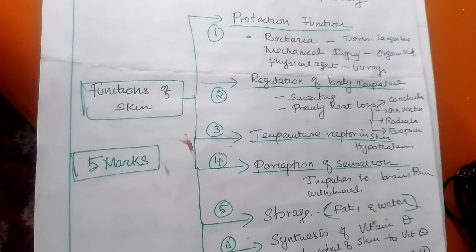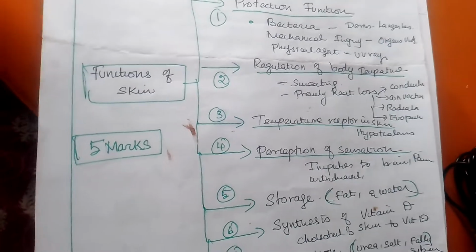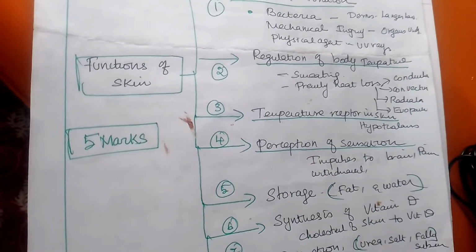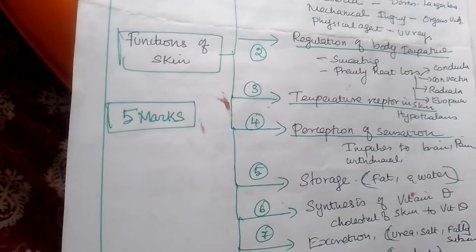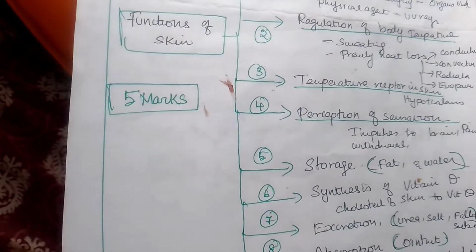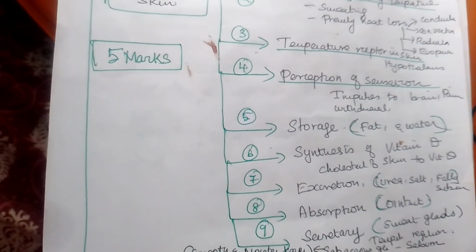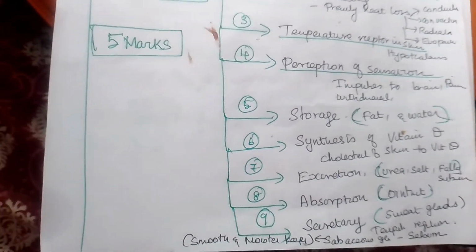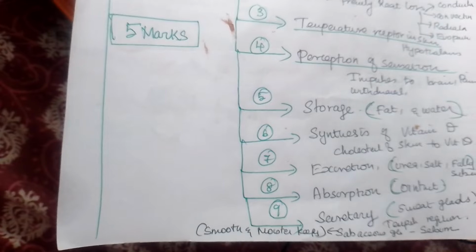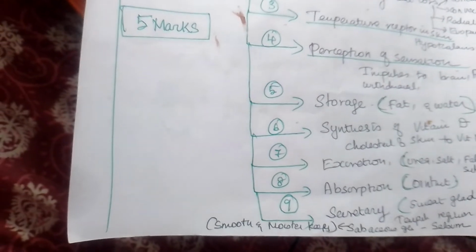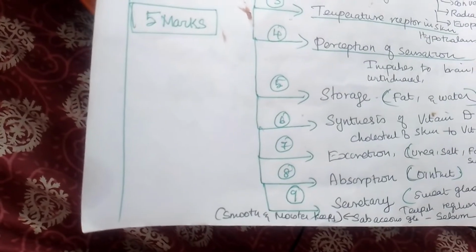The temperature receptors of the skin send signals to the hypothalamus, the temperature regulating center, and accordingly the skin maintains the temperature. Then perception of sensation is another important function. It sends impulses to the brain. A pain impulse goes to the sensory area of the brain and comes back through the motor area so that you immediately withdraw. The sensory impulses are sent through the peripheral nervous system.